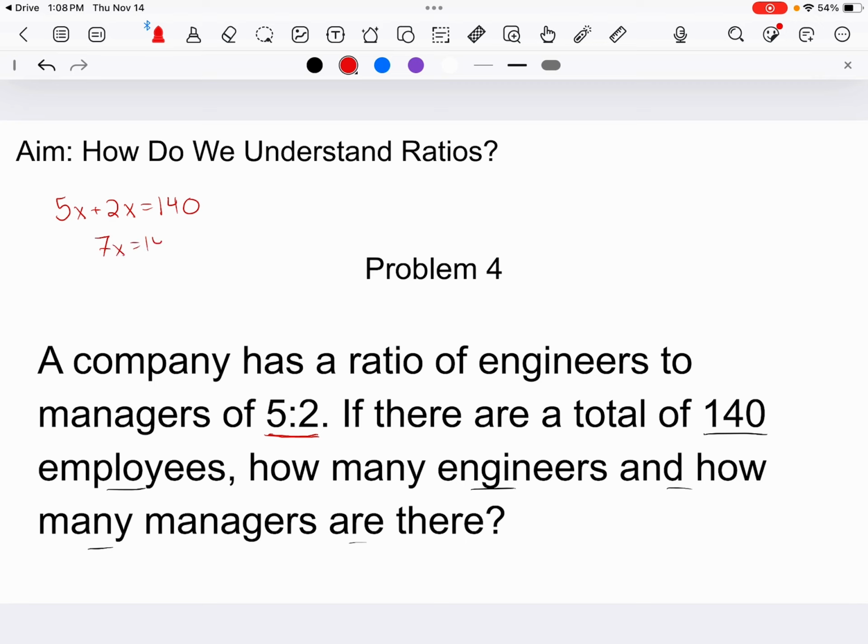That means 7x equals 140. And when I divide both sides by 7, I have x equals 20. That means 20 is the number that's being multiplied by each number in the ratio. So since the ratio is 5 to 2, I'm going to multiply both numbers in my ratio by 20. So 5 times 20 is 100. 2 times 20 is 40. And I know that that's correct because that total would be 140.